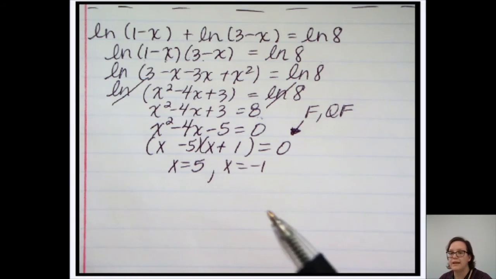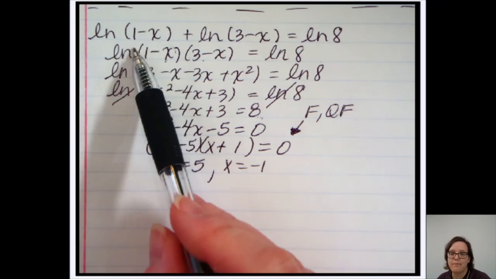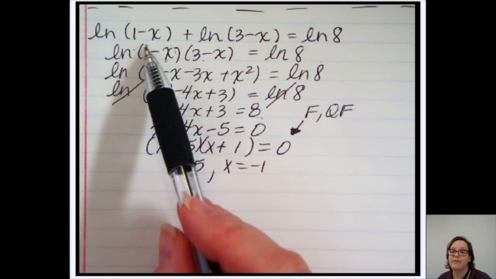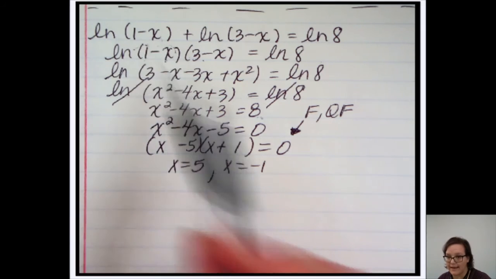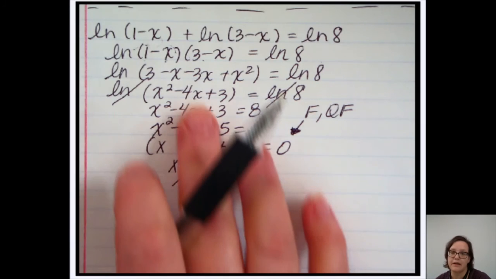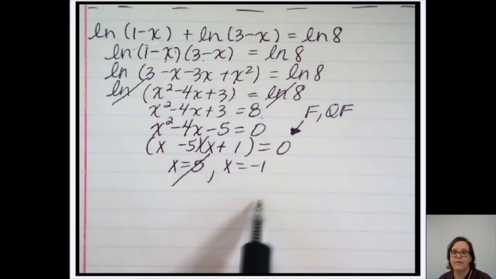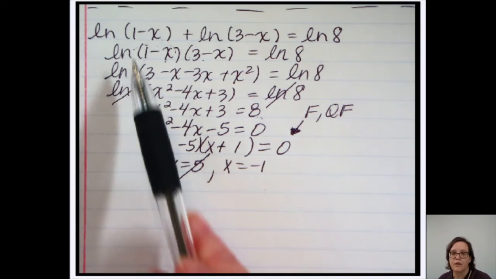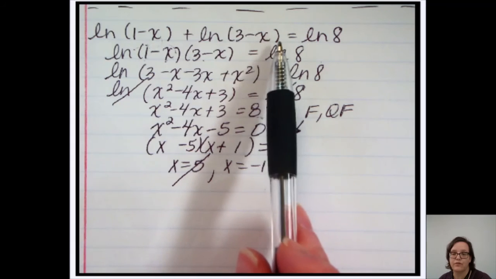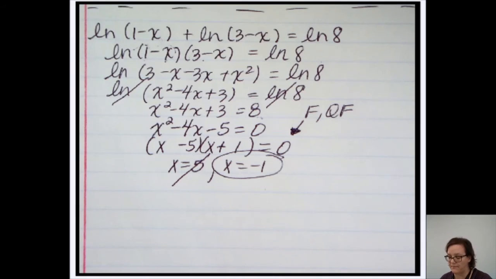Now you do want to check. If I plug 5 up here, I get 1 minus 5, and that's a negative 4. Anytime we get negatives with logarithms, that can't happen. So although we had a positive answer when we put it up here, it made it negative, so that doesn't work. And if we have a negative 1, 1 minus a negative 1 is 2, so we're good. And 3 minus a negative 1 is 4, so we're good. So negative 1 is okay.